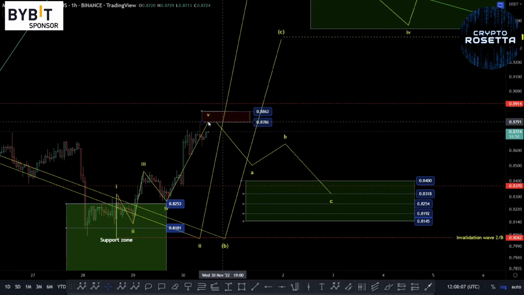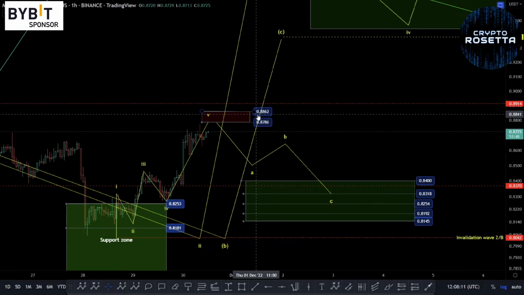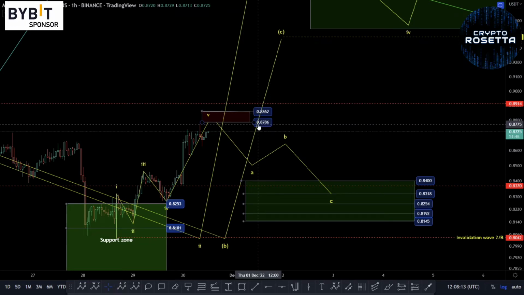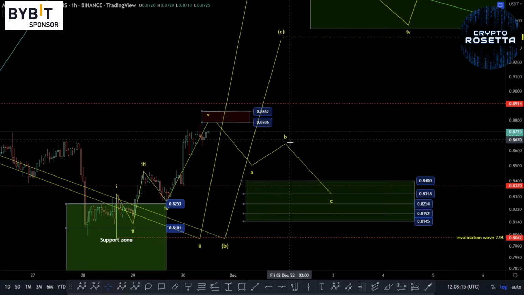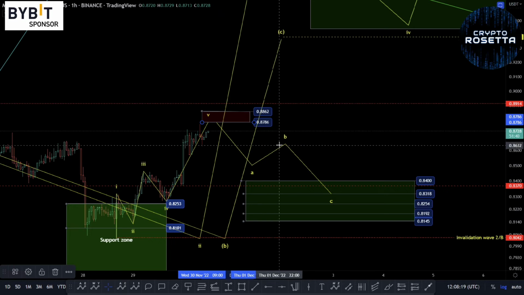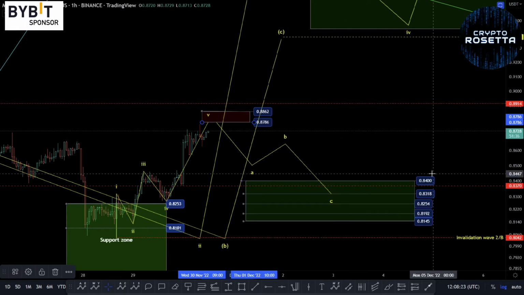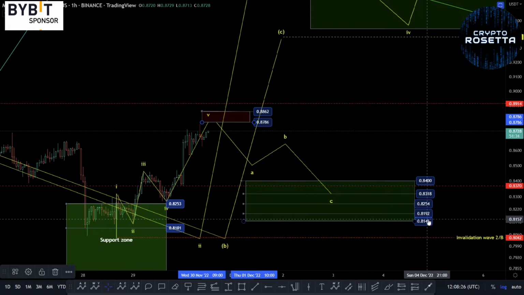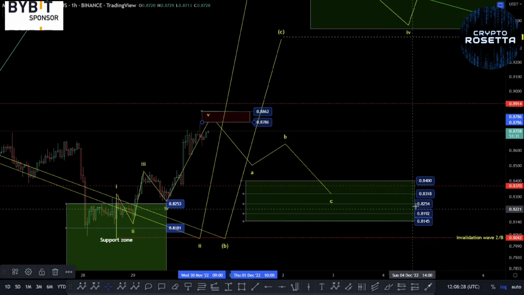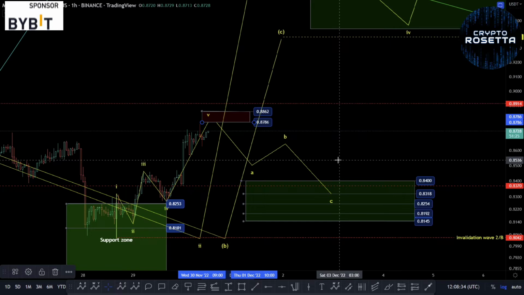If this is the correct one, then what we'll be expecting is in this 0.8862 and 0.8786 area, we're going to get a rejection off this area, and then we'll start to move down towards this B wave retracement here between 0.8400 and 0.8145. Moving below 0.8042 would invalidate the potential of this becoming a bigger impulsive move.